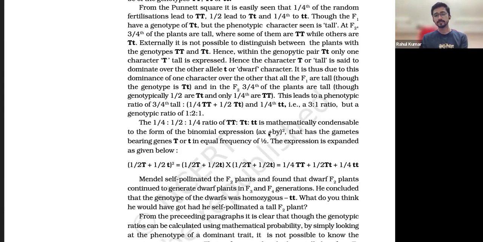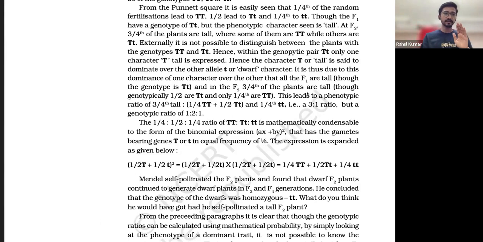A binomial is expressed in forms of two terms, which are unknown, x and y. So (ax plus by) whole square. This is your a, half is a, x is capital T, another half is b, and y is small t, whole square. (ax plus by). So they are saying that the capital T and small t gametes are always present in equal frequency of half, which makes biological sense, right?